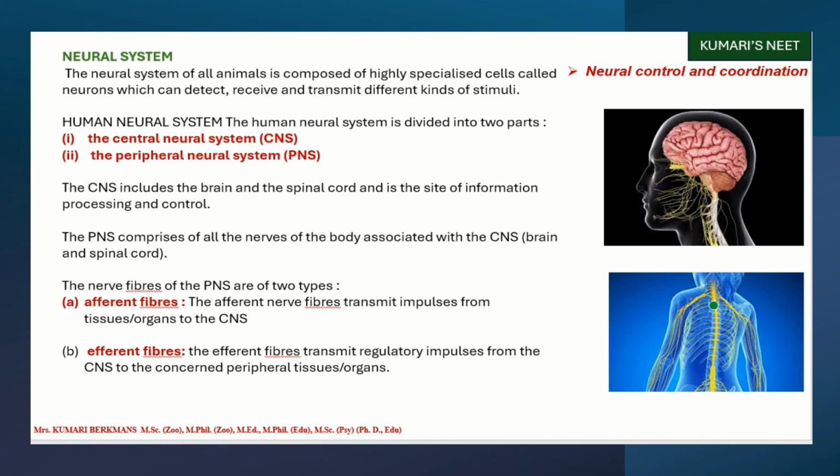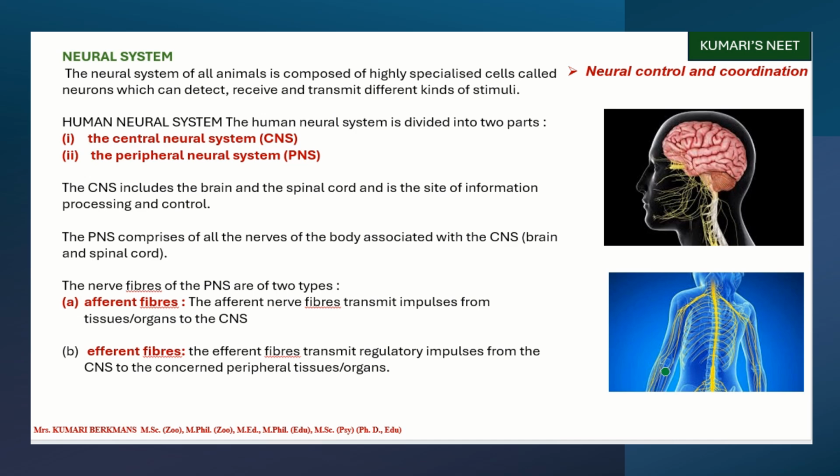And if you see this one, this is the peripheral nervous system, that is a network of nerves, and it runs from the central nervous system to the peripheral region of the body. So it is called peripheral nervous system. This peripheral nervous system is divided into two types of nerves: afferent nerves and efferent nerves. Afferent in the sense it takes the message from the outer region of the body to the central nervous system, and the efferent fiber takes the message from the central nervous system to the different parts of the body. So you have to keep this in mind.